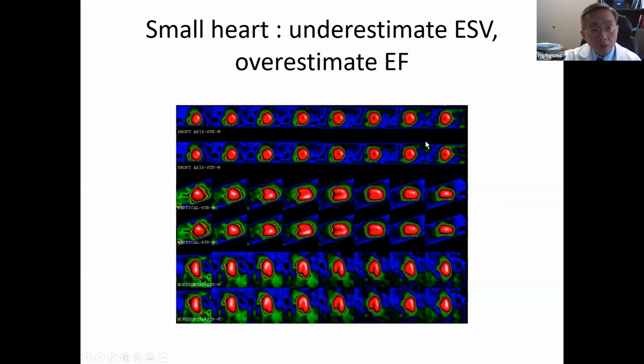And the other main issue is we all see that and laugh about this, because sometimes we get an EF of 91% with an end systolic volume of 1 milliliter, right? And this happens in a patient with a small heart, because of partial volume effect, the resolution is not good enough. You're going to underestimate the end systolic volume, because that's where the heart is smallest, and you're going to overestimate the EF, okay?